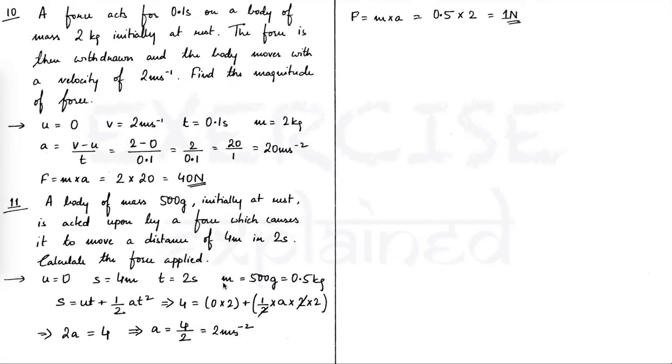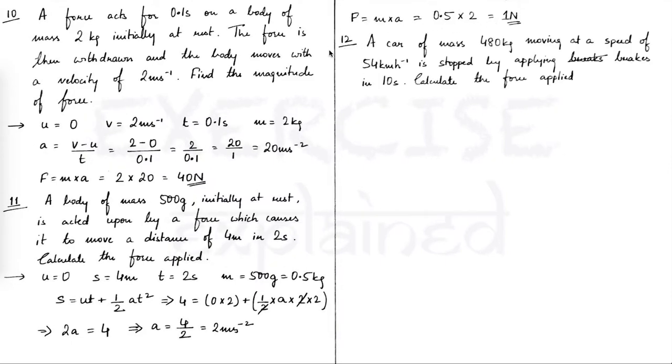Now we would be using F is equal to m into a. So that happens to be m was given as 500 grams. I converted it to kg here, and that happens to be 0.5 kg. So it is 0.5 into 2, that happens to be 1 Newton.